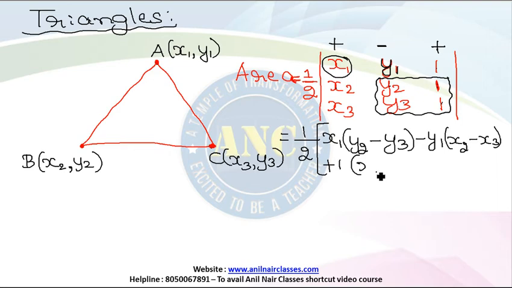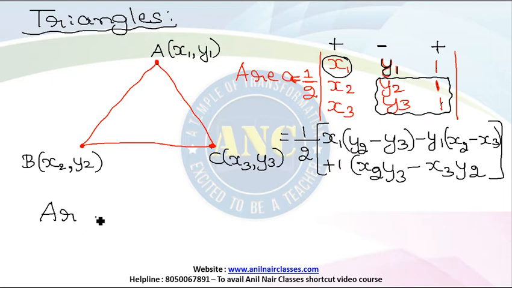I believe it is clear. x2 y3 minus x3 y2. But I want to arrange it in a reasonably good way so that it will be easier for us to remember. So the area of the triangle when the three coordinate values are given is half into, if I take x1 common factor, it will be y2 minus y3.